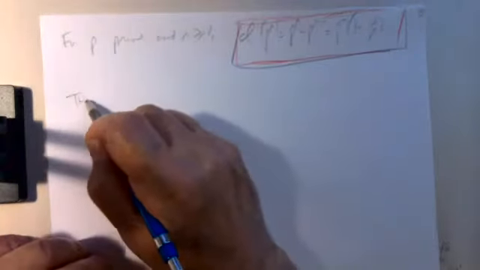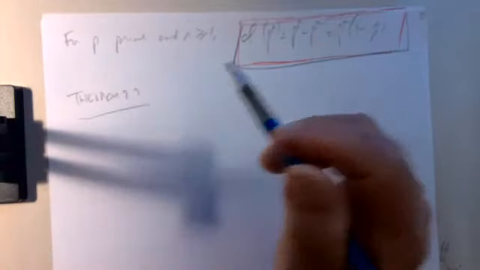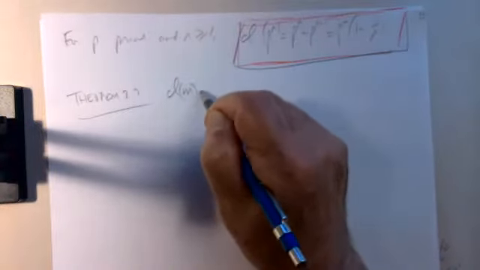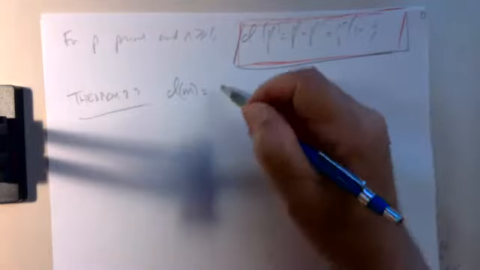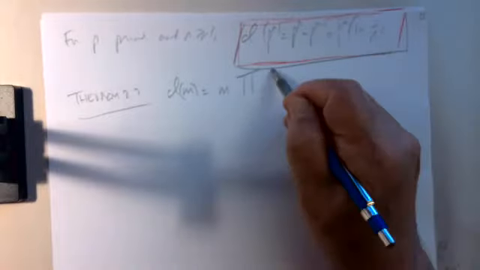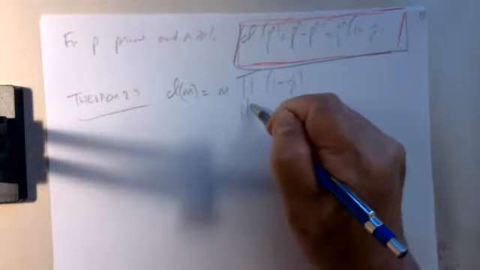One of the very important facts about the Euler phi function, and I'll prove this, but it takes a little bit of work, is Theorem 2.7. Phi of any number m is going to be m times the product of 1 minus 1 over p over all the primes that divide m.